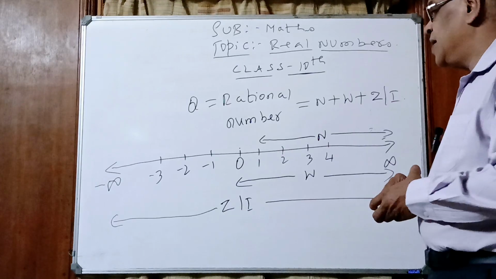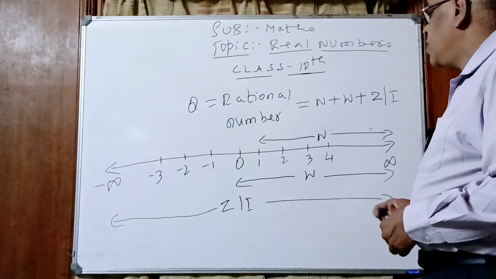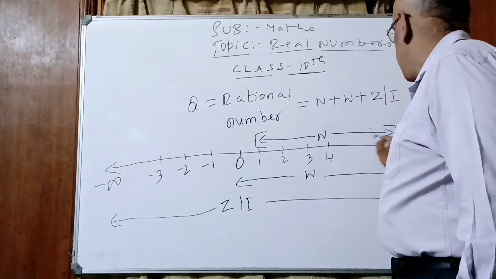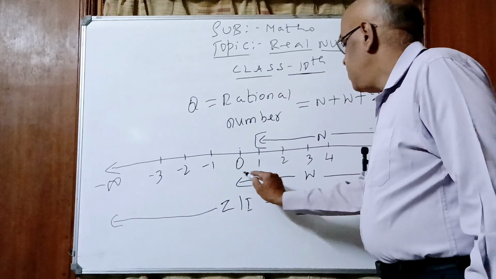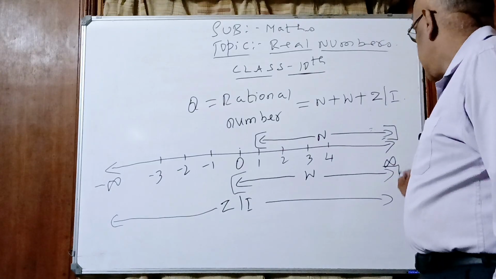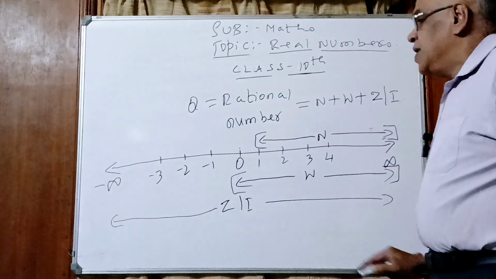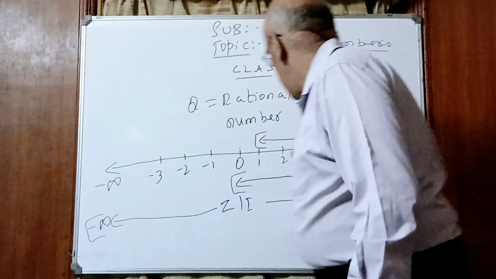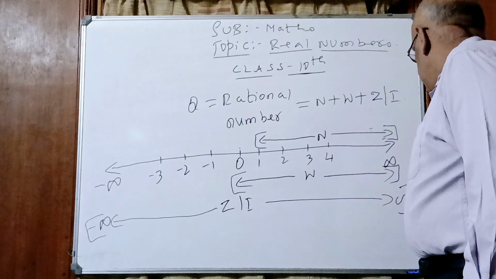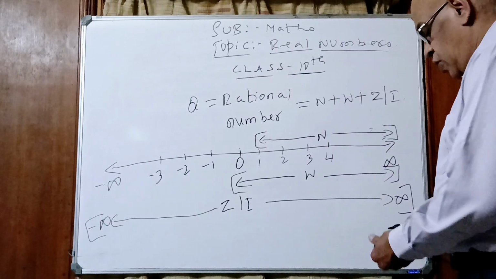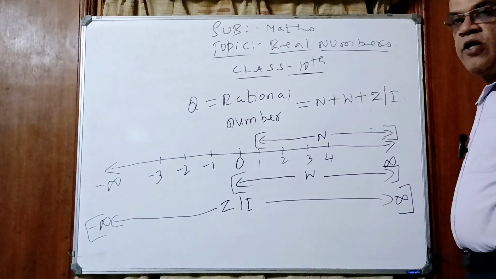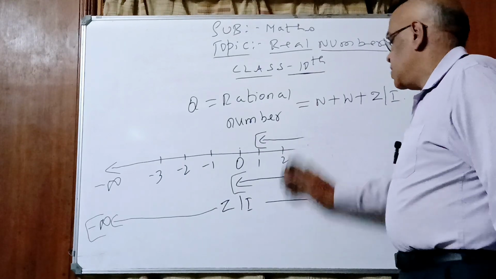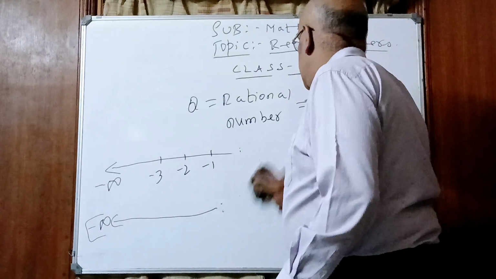Integers include negative numbers. What are natural numbers? Numbers that start from 1 and go up to infinity. Whole numbers start from 0 and go up to infinity. Integers start from minus infinity and go up to plus infinity. They are all called integers. Yes or no, children? So this is a brief recapitulation of natural numbers.